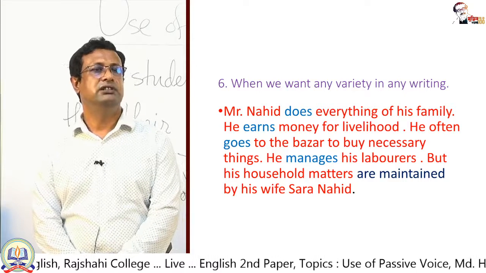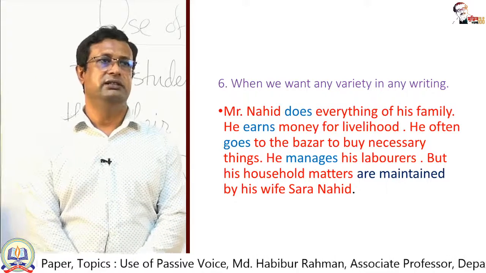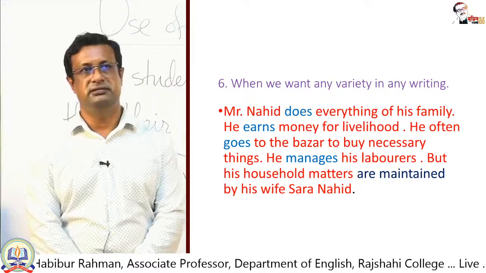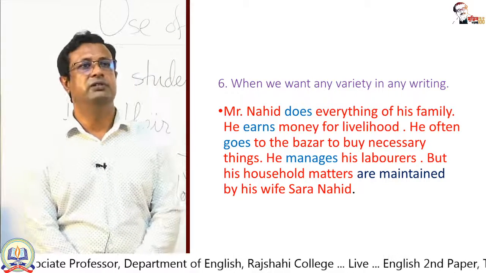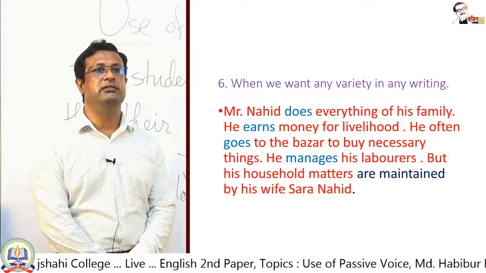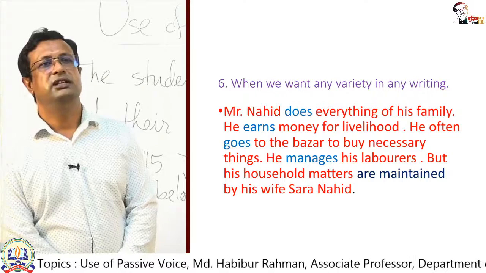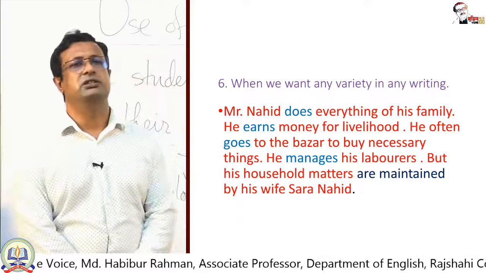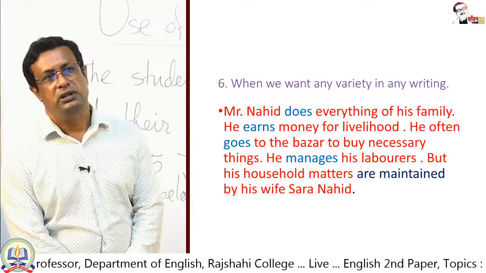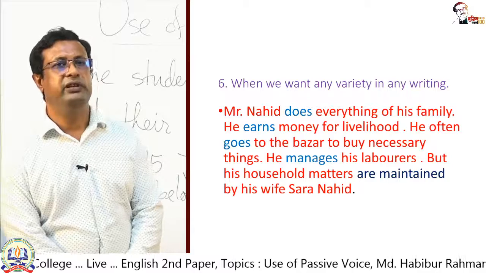In active voice, you see the verb does. Then the next sentence, he earns money for livelihood. He earns money. This is also active voice. He often goes to the bazaar to buy necessary things. Again, there is active voice. Thereafter, the next sentence, he manages his laborers. In this way, the same subject is doing some activities, and this seems to be a list of actions, and the reader may grow impatient. That is why if there is any change, he or she may feel better.